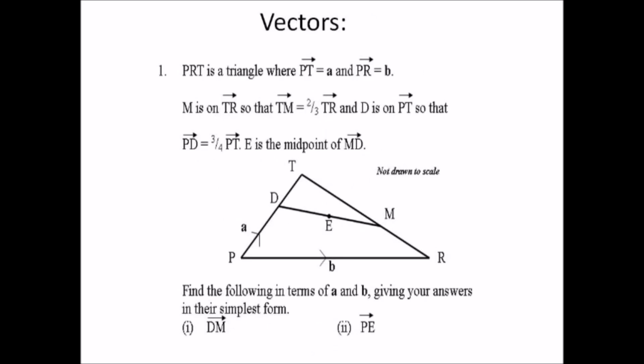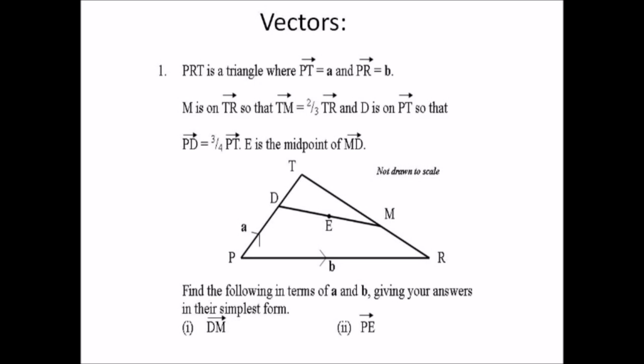Okay, we move on to vectors. 1, PRT is a triangle where vector PT is equal to A and vector PR is equal to B. M is on vector TR, so that vector TM is equal to 2/3 vector TR, and D is on vector PT, so that vector PD is equal to 3/4 vector PT. E is the midpoint of vector MD.